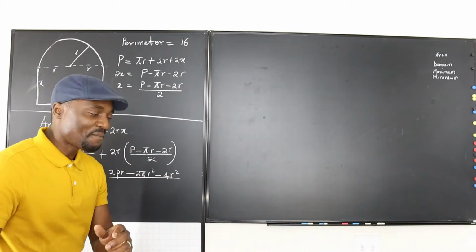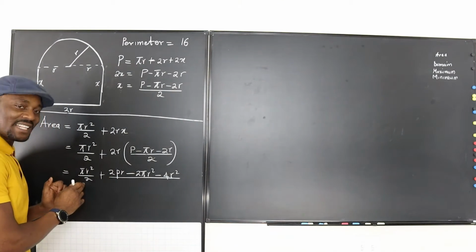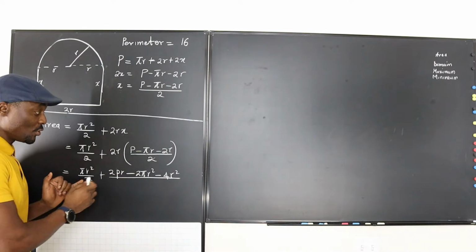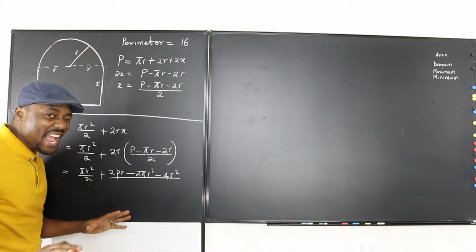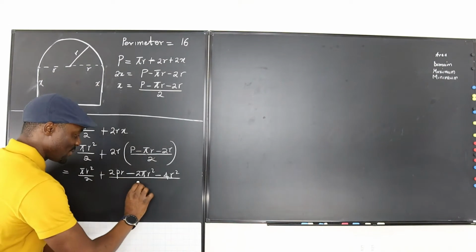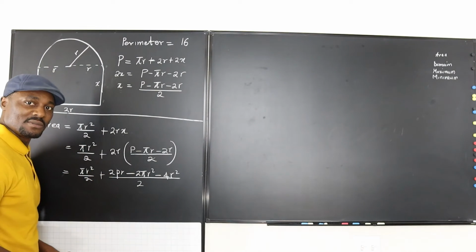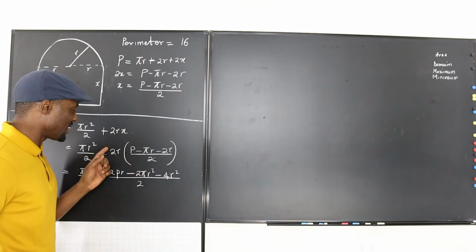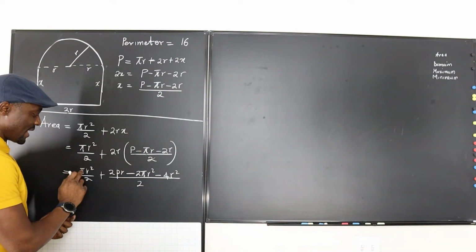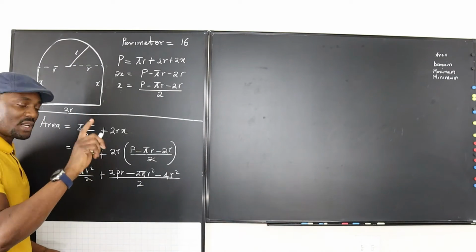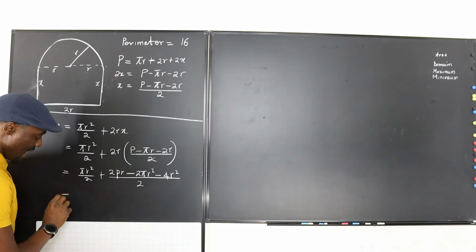But I left it because I want to add something on this side, okay? So you could do that, okay? But I don't want to do that because this is what I have. So I have something over 2 plus something over 2. So if you were wondering, why didn't you just cancel that? This is why.